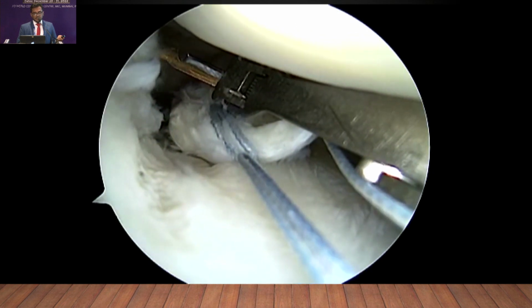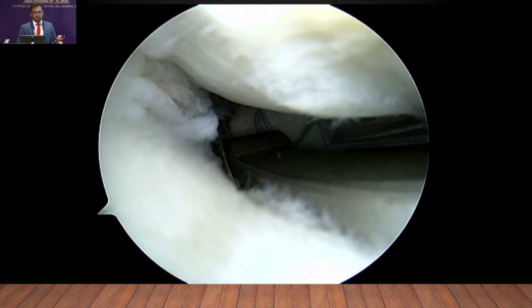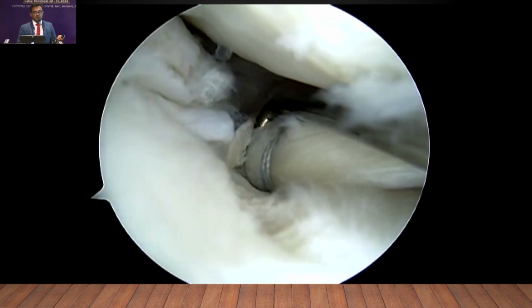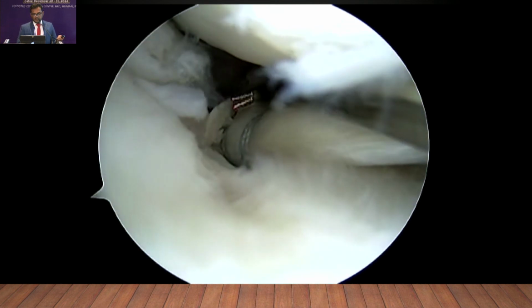And then you drill a tunnel with the help of the meniscus root repair jig, which is specially designed for this technique. And this tunnel starts from the anteromiddle aspect of the tibia, a little bit away from the tibial ACL tunnel.